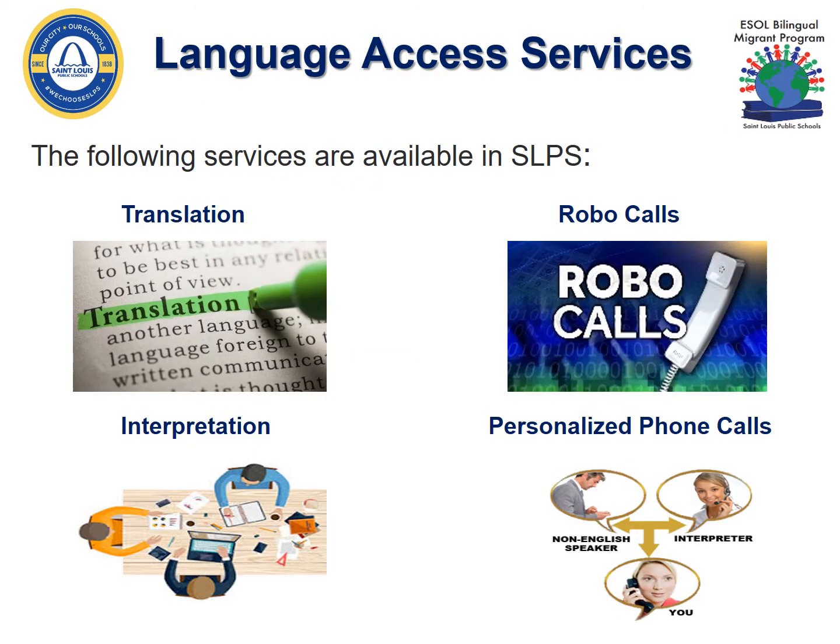Once the language need of an ELL parent is identified, this need can be matched with the language access services available in SLPS. These services include translation, robocalls, and interpretation, which can be in person when schools are in brick-and-mortar operation, and telephonic via three-way call or via Teams and Zoom platforms. Personalized phone calls are also available.